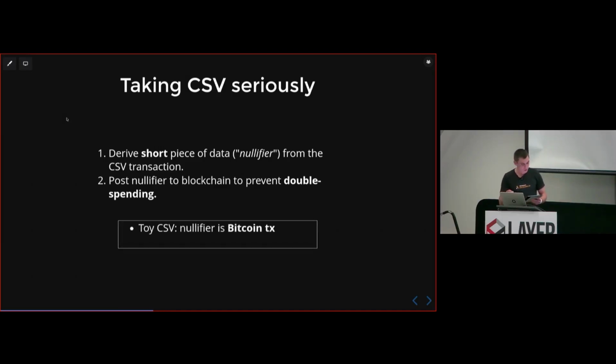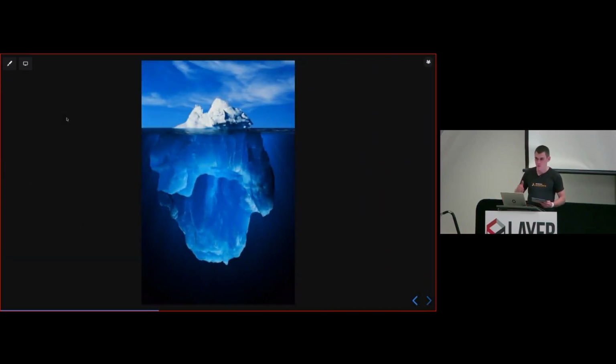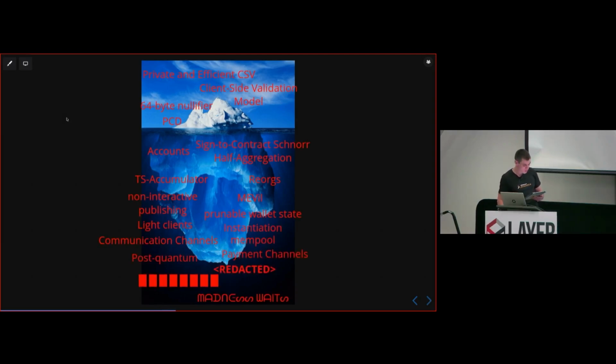In the toy CSV protocol, the nullifier was essentially a full Bitcoin transaction which is not short, has a lot of overhead. In shielded, the nullifier is 64 bytes of data that is interpreted entirely client-side. So if we take client-side validation seriously, then we uncover this giant iceberg that goes deeper and deeper and deeper and deeper. But for the rest of the presentation, I want to focus on just what's above the water. In particular, how exactly we arrive at 64-byte nullifiers, which is what got me originally hooked on the client-side validation paradigm. And in the end, I will try to shed some light on how we get constant and private coin proofs.